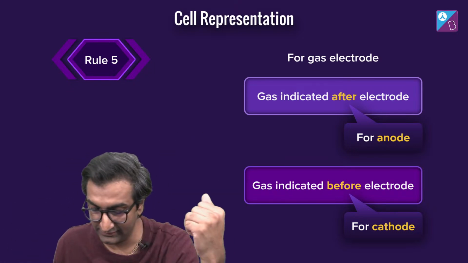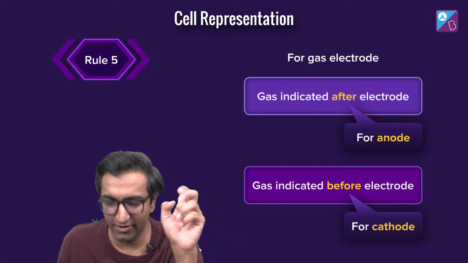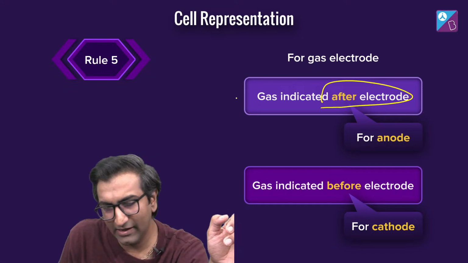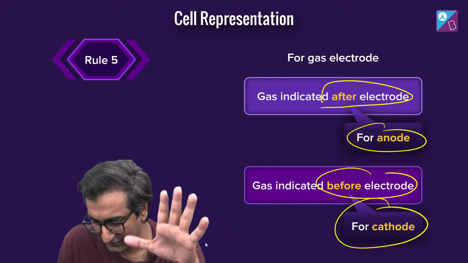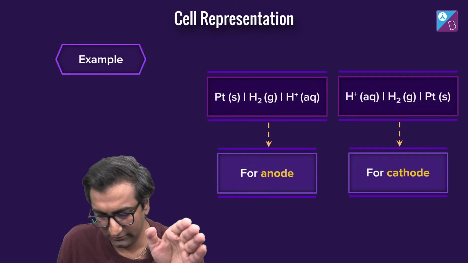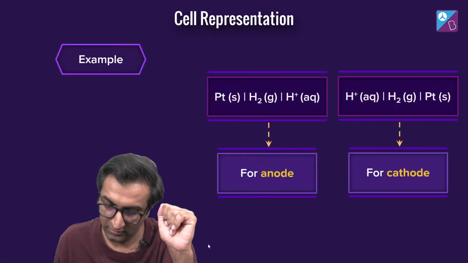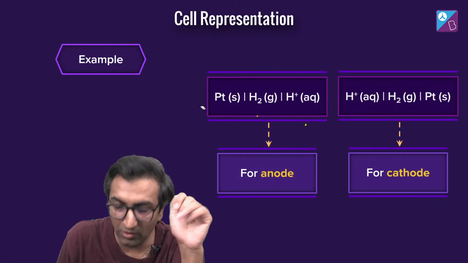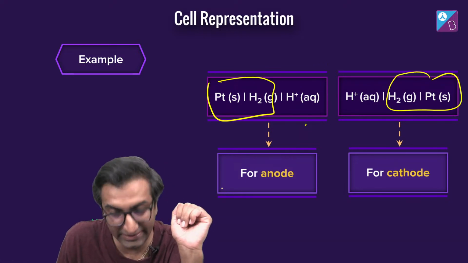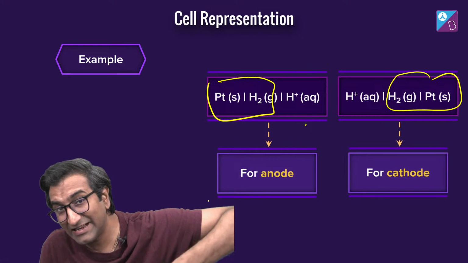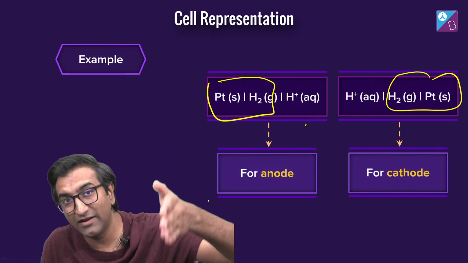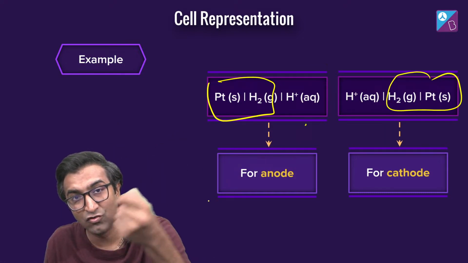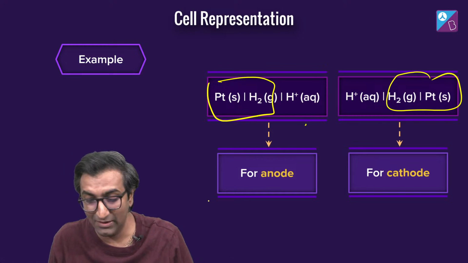What do you do there? This is a little bit weird, but it'll make sense in literally 30 seconds. We're saying that the gas is indicated after the electrode when it's in the anode and before the electrode for the cathode. What does this mean? This is because for the anode, the reaction happening is H2 gives H plus. But where is H2? H2 is going to be at the electrode itself. So these two are together, which means the platinum inert electrode is where the gas is either evolved, or where the gas reacts to give you H plus. That is why they must be together.